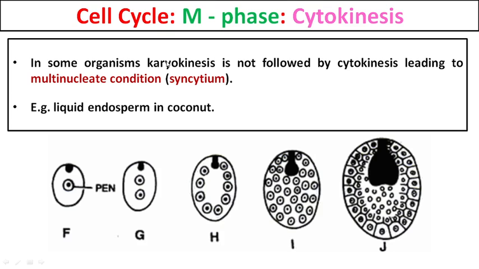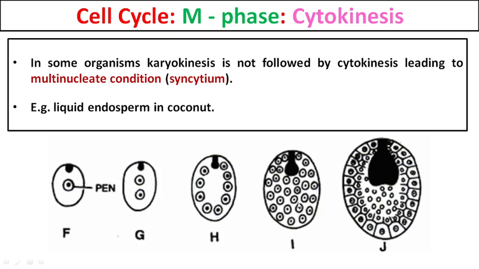In some organisms, karyokinesis is not followed by cytokinesis. So there will be division of the nucleus, but there will be no division of the cytoplasm. In such a case, a multinucleate condition is formed. This is called syncytium in the case of animals, and coenocyte in the case of plants. Remember? Example is liquid endosperm inside a coconut.